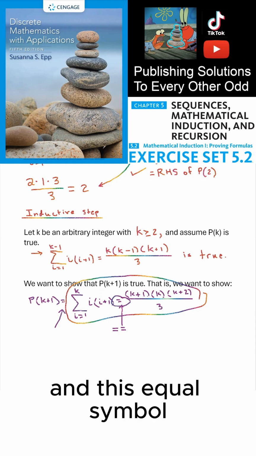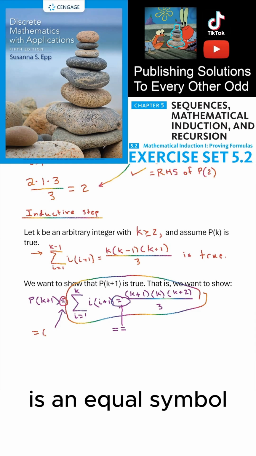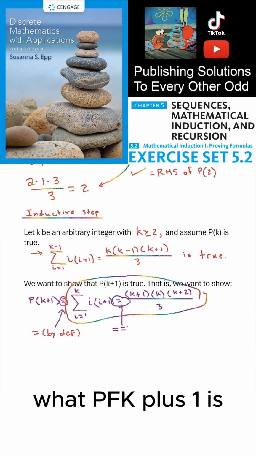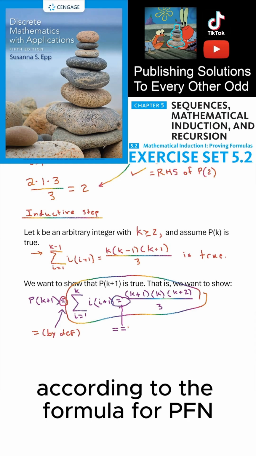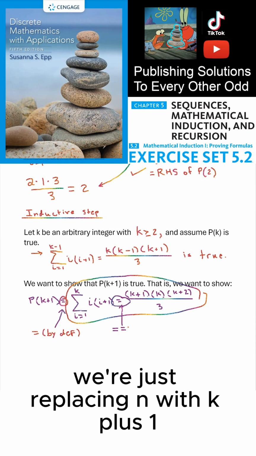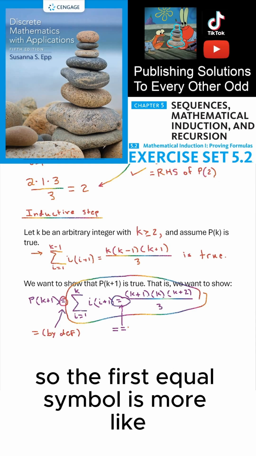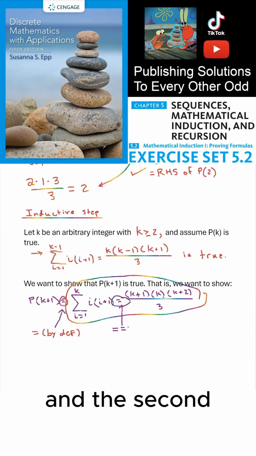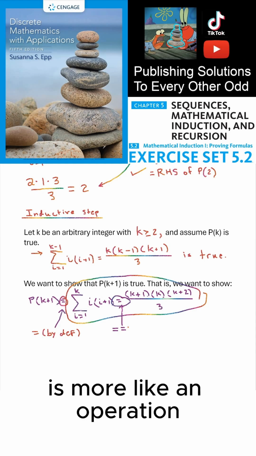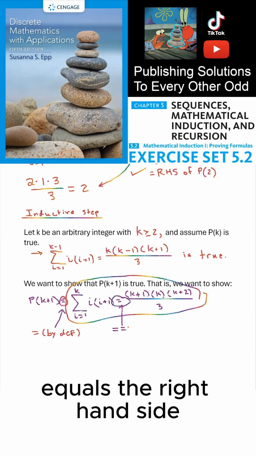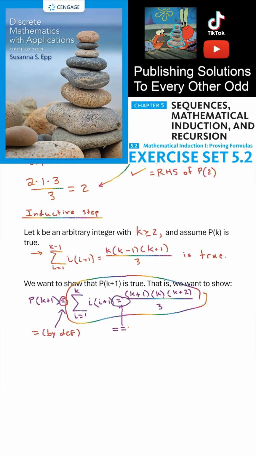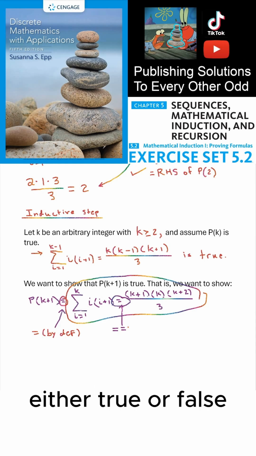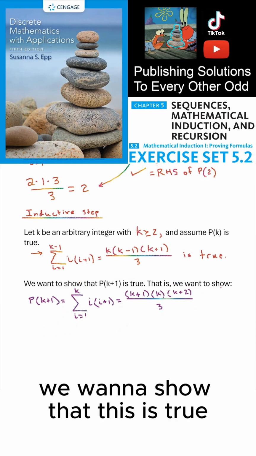And the first equal symbol is an equal symbol by definition, meaning that we're defining what P of k plus 1 is according to the formula for P of n. We're just replacing n with k plus 1. So the first equal symbol is more like instantiating what P of k plus 1 is, and the second equal symbol is more like an operation to check if the left-hand side equals the right-hand side, and the output of that operation is either true or false. And in this context, we want to show that this is true.